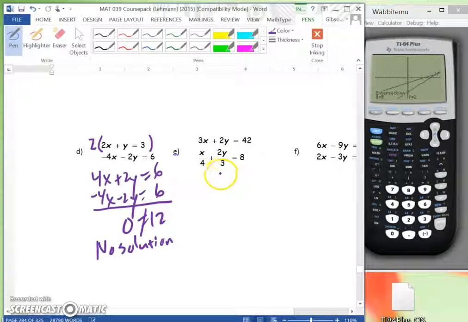Now, we come here to E. If you notice here with E, we do have a fraction in this second equation. I would suggest we get rid of the fraction first before we do anything. So we find a common denominator of 4 and 3, which we know is 12. So we'll multiply this whole equation by 12.